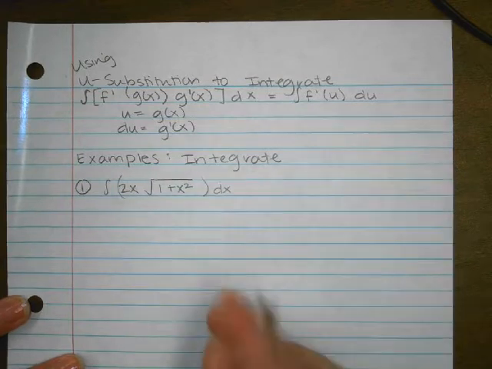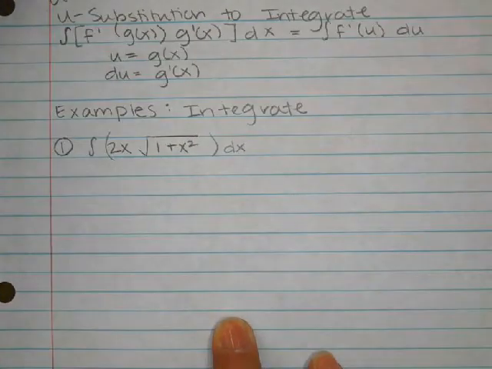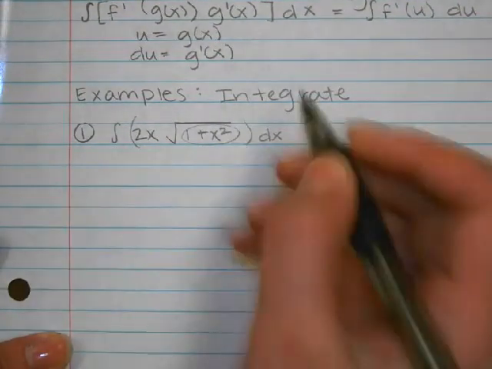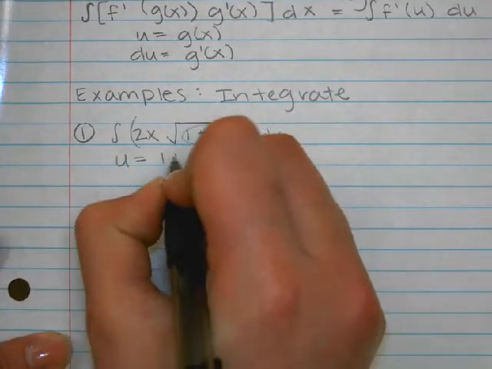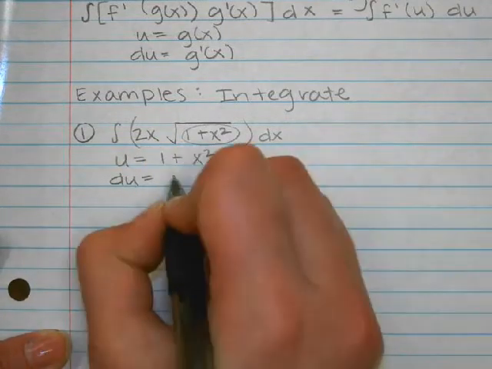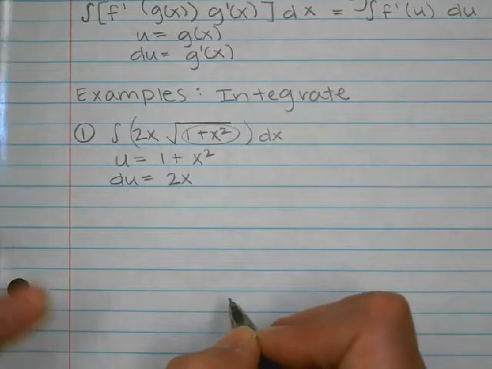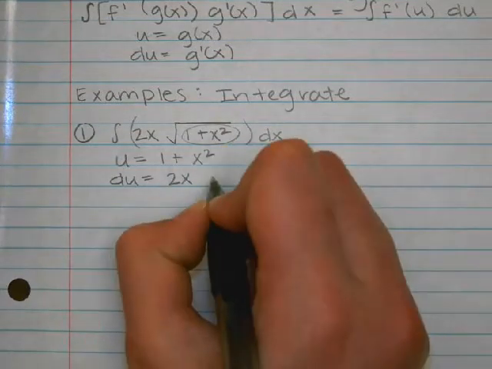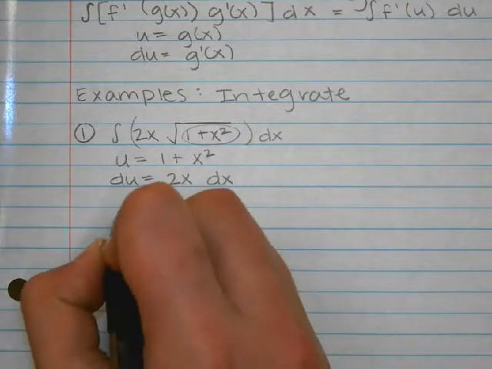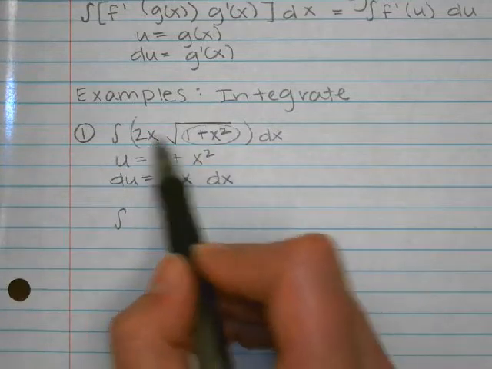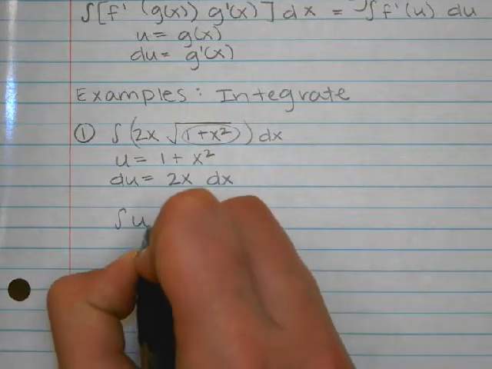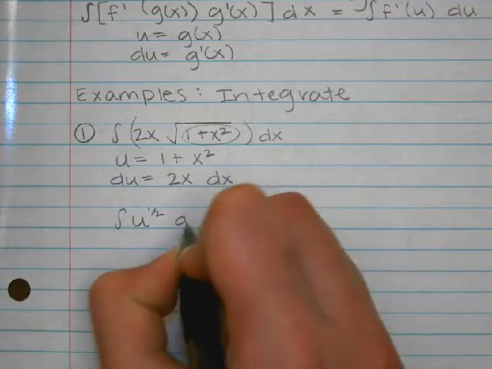So if I look at this example, I can see that my function has an inside and an outside. On the inside, I see this stuff. So I'm going to say that u is 1 plus x squared, and the derivative of 1 plus x squared is 2x. So that means that when I do this problem, that's 2x times the derivative of x. Instead of saying the integral of 2x times the square root of 1 plus x squared, I'm going to say this is the integral of u to the 1/2 power times du.